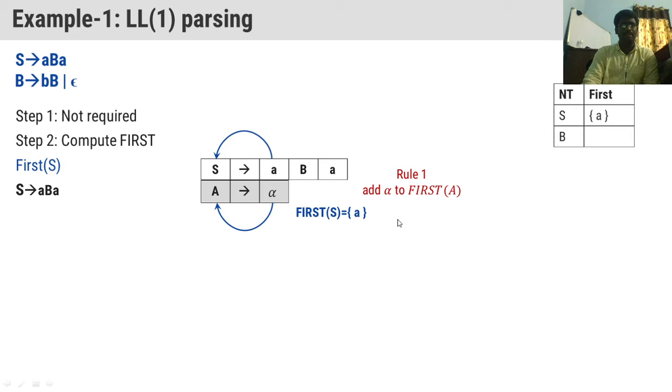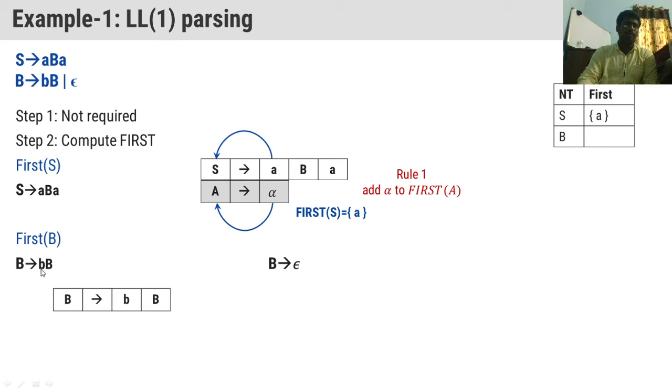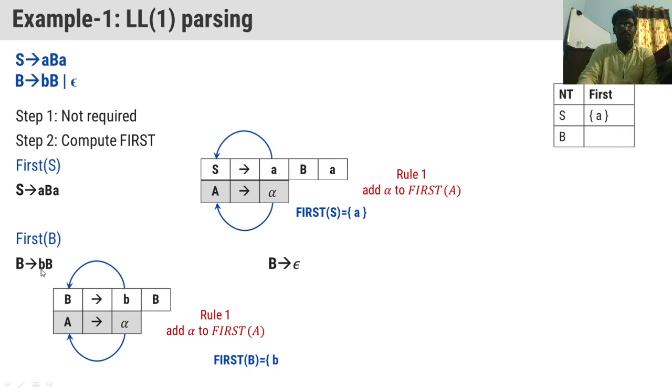Right? Now we will go for B. First of B. How many productions are there for B? Two productions are there. B implies small b capital B and B implies epsilon. Two productions are there. What we will do now? The starting symbol in this production is small b. Right hand side. I am talking about right hand side. On the right hand side, the starting symbol is small b. So we will take small b for the first set of capital B. So first of capital B equal to small b.